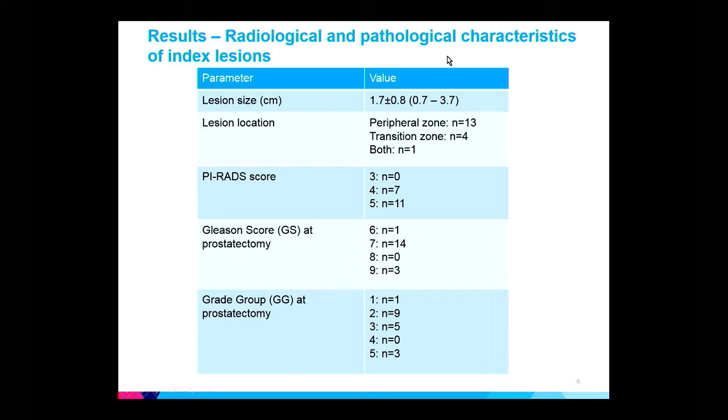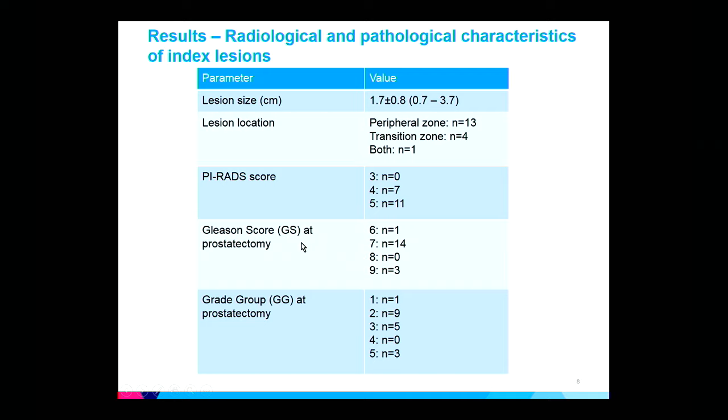Here you see some characteristics of the lesions that we included. Most lesions were located in the peripheral zone of the prostate. The PI-RADS score is the radiological score assigned to prostate cancer lesions. Most lesions were assigned PI-RADS 4 or 5, which means that these lesions were clinically significant.